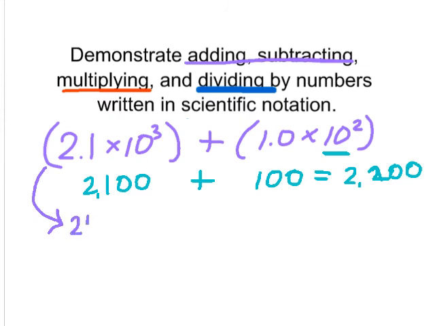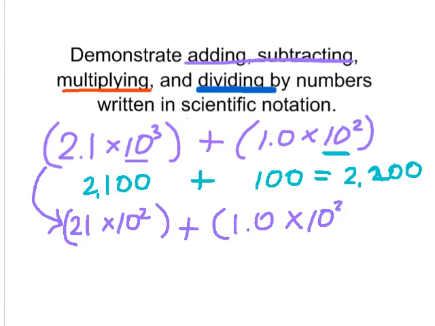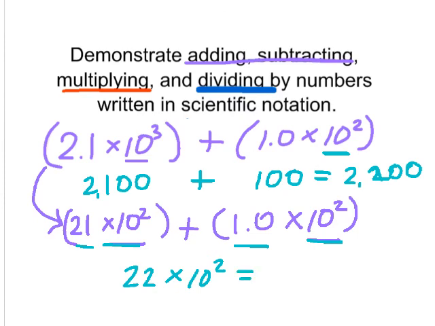And that's not hard. You can just say 21 times 10 squared to change the exponential term there. And then you can say 1.0 times 10 squared. Now they're both in the same terms of 10 squared, and you can add them together. I can say 21 plus 1 is 22, and then I can say times 10 squared. They're both in the same exponents. 22 times 10 squared is 2,200. Check my answer, I'm getting the same answer. And that's how I do that.